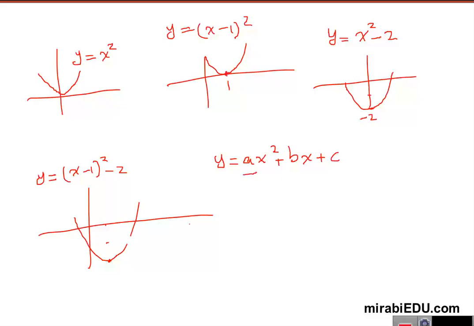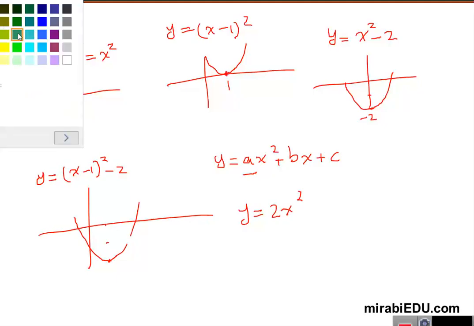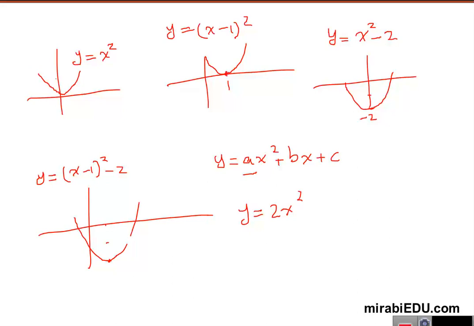The other point we need to mention is that this coefficient is not always 1. For example, if we have y equals 2x squared, the only difference it has with the main y equals x squared is, let me change the color of my pen and draw it here. We can say that the graph will be more sharp, or it will be extended in y direction.